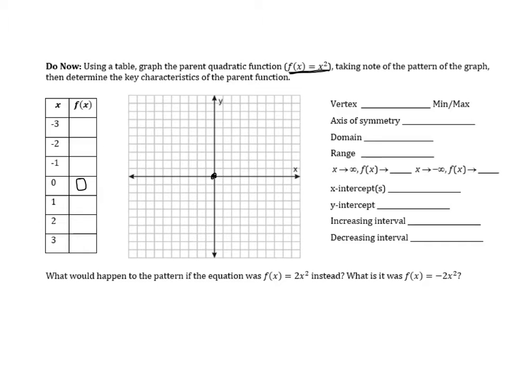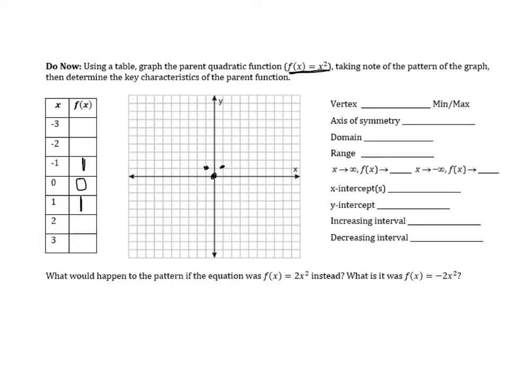Then if I plug in 1, 1 squared is 1. So that means I have a coordinate over 1, up 1. And let's see what happens when we plug in negative 1. When we square a negative, it becomes a positive. So negative 1 squared is also 1. So that means when I move forward 1, I go up 1. But when I move backwards 1, I also move up 1.